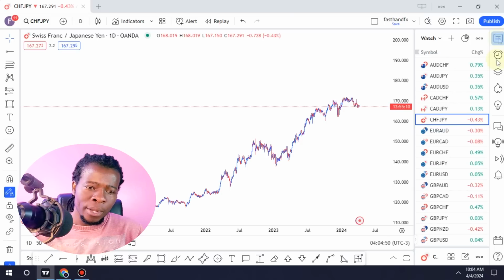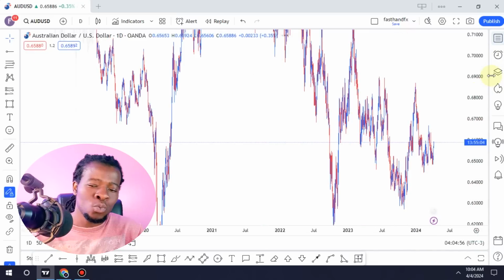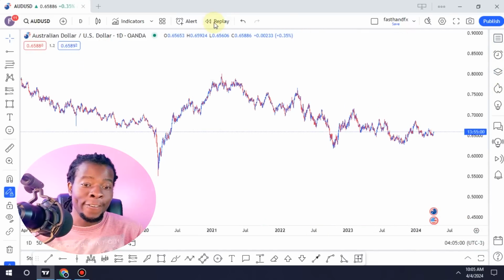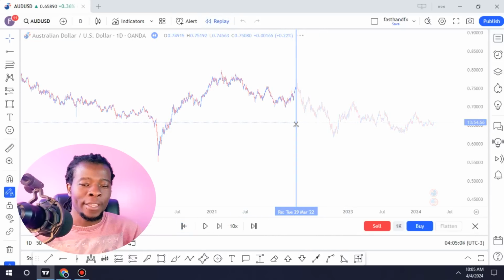Okay, let me just hit on Aussie USD. As usual, I'll hit that replay tool. Let me just hit it maybe from this level right here.